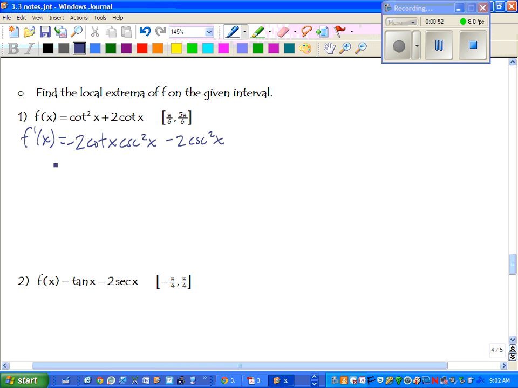We can go ahead and factor this, and we can take out a negative 2 cosecant squared. So we're left with a cotangent of x in this first term minus 1.